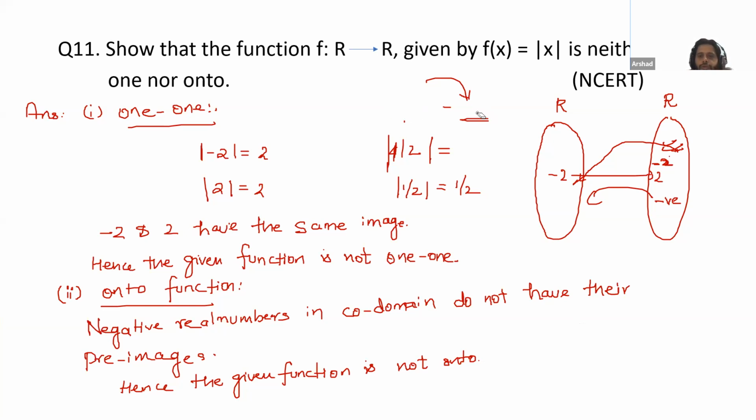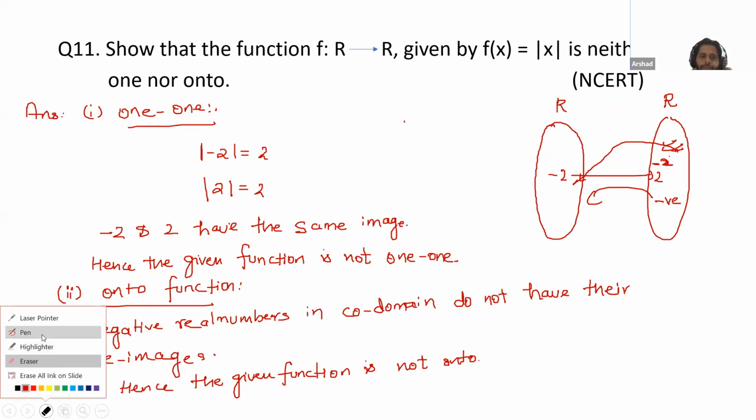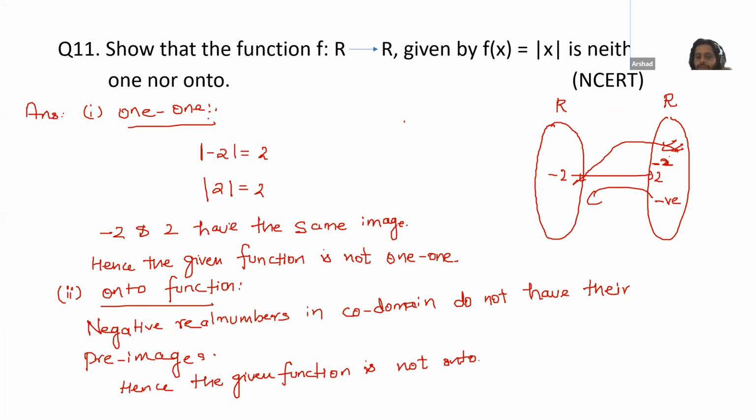So, Umair, first one, the function is the modulus function. You know that if you put any value in the modulus function, it will give you a positive answer. So to show that this is not 1-1, we put -2 and we get 2. We put 2, we get 2. So -2 and 2 have the same image. Hence, the given function is not 1-1, because two elements have the same image.